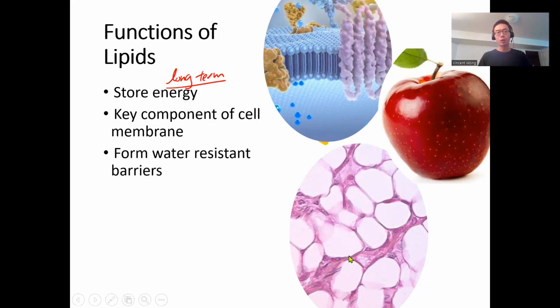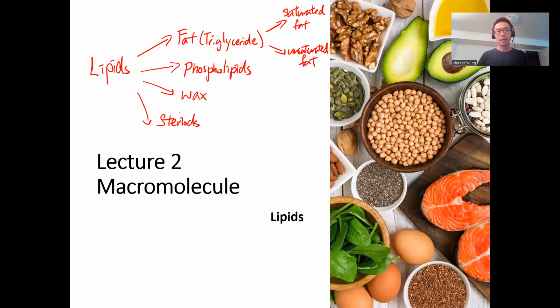This picture here shows what fat cells look like in the body. And all these white spaces are basically lipids that are being stored for long-term energy storage. So those are the generic functions of lipids. And then as we go on, I will tell you which one of these does what.